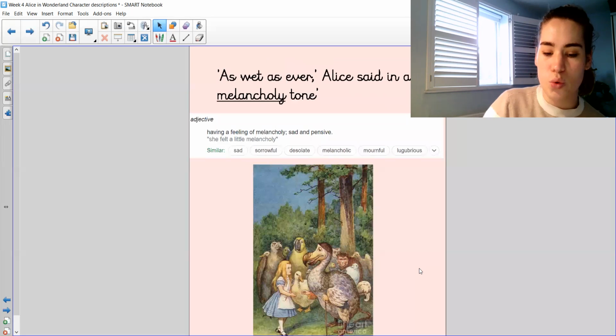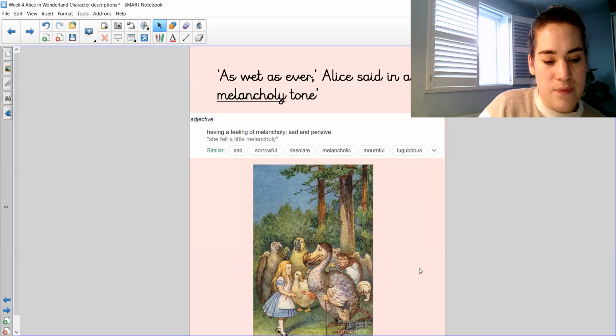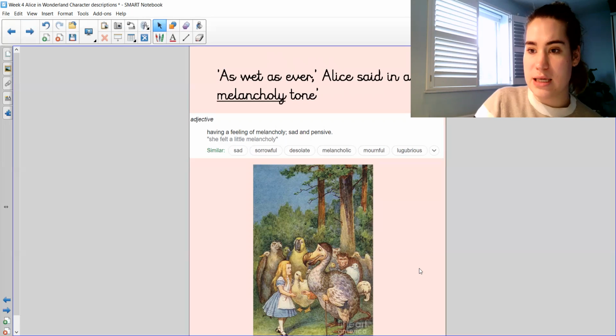Wonderful. So we're turning over now onto page 35. "In that case," said the Dodo solemnly, rising to its feet, "I move that the meeting adjourn for the immediate adoption of more energetic remedies."